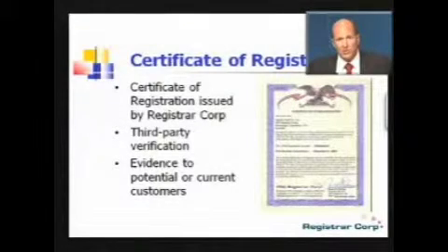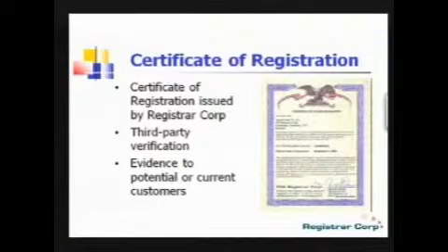Now, once you've registered, you are assigned an 11-digit number, and this number again is given by the U.S. Food and Drug Administration, but that is all you will receive from FDA. You'll receive this 11-digit number. Registrar Corp is a private company. We do assist with registrations, and we will issue a certificate of registration that is a third-party verification. It serves as evidence to potential or current customers of yours that you have registered with FDA and you've complied with those registration requirements.